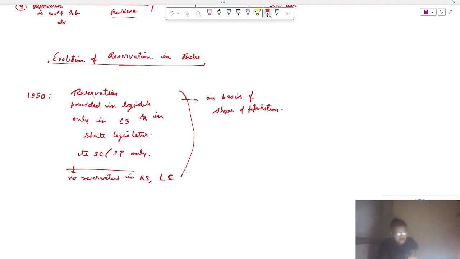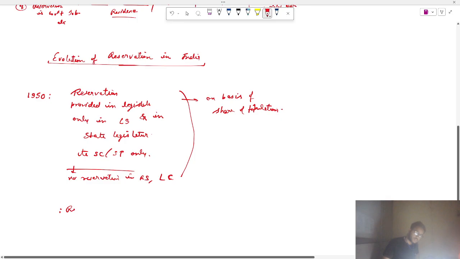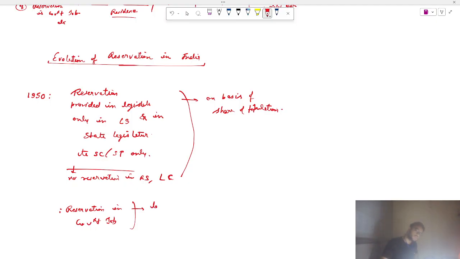Now, reservation in legislature we have done. At the time of 1950, reservation was also provided in government jobs. So at the time of 1950, reservation was provided to SC and ST only in central jobs and state jobs. These are the provisions which have been discussed for government jobs.